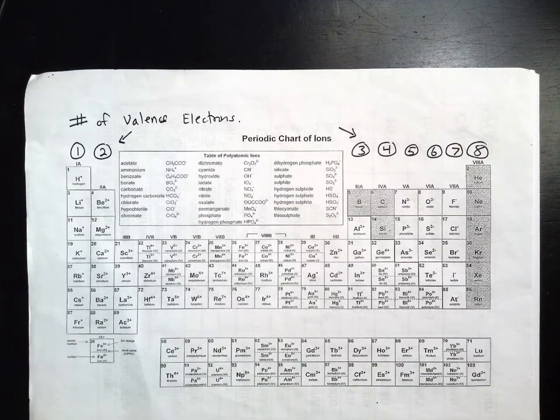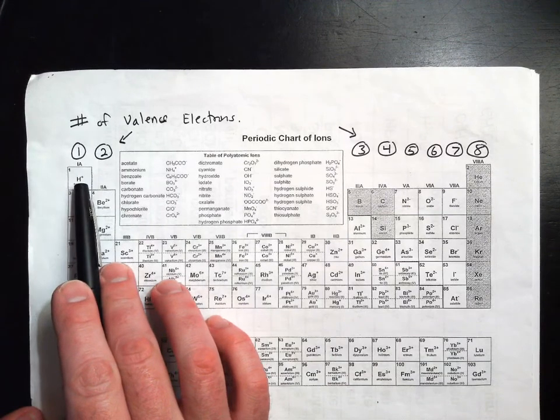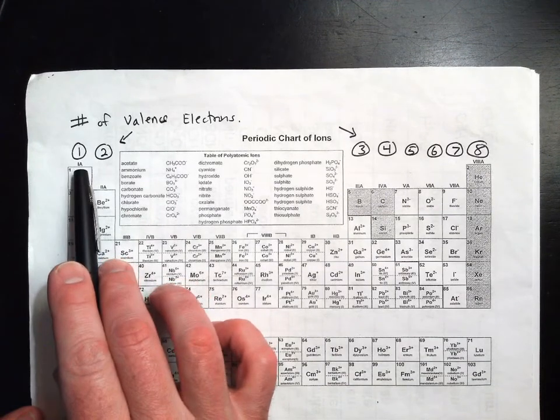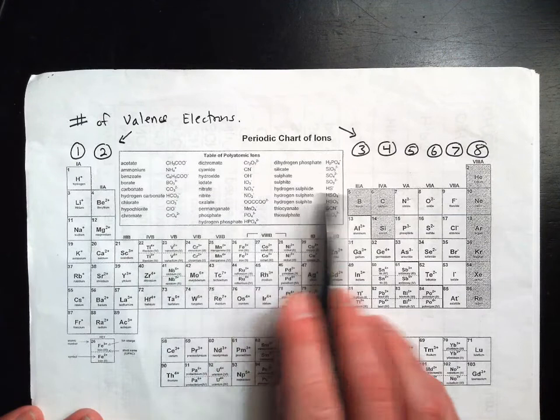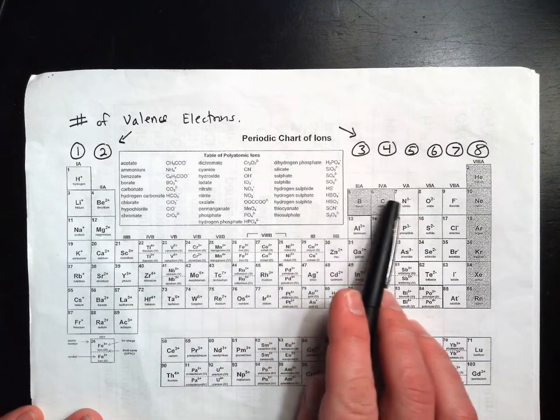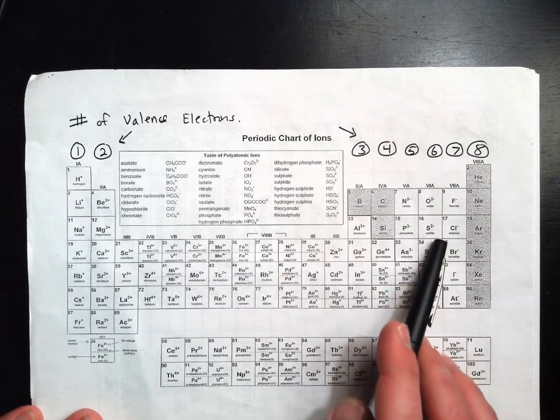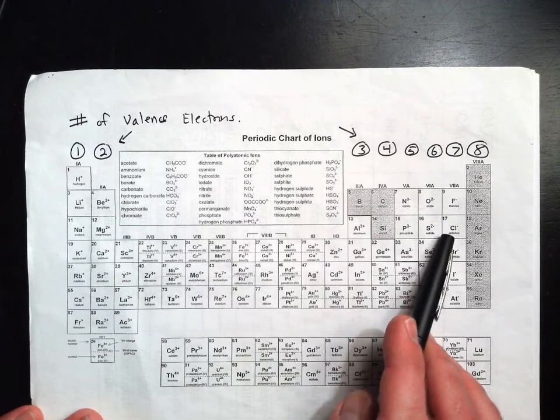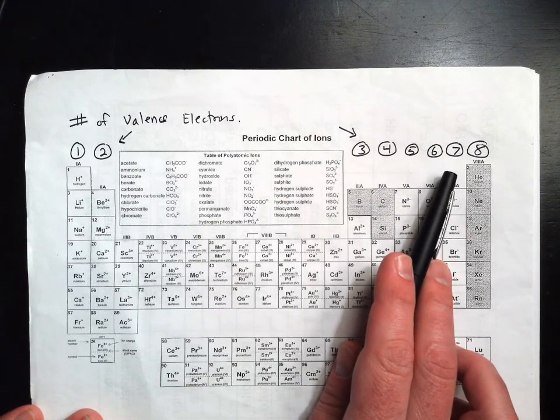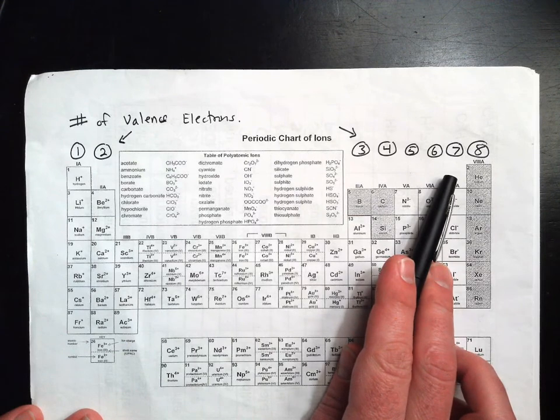So, for example, hydrogen would have only 1 valence electron because it's in column 1, beryllium would have 2, boron would have 3, carbon 4, and so on. So all you have to do is find your element, for example chlorine, look at what column it's in, and that would be the number of valence electrons that it has.